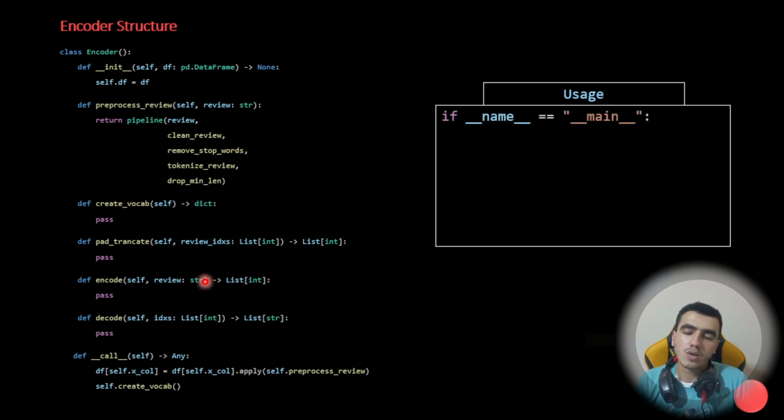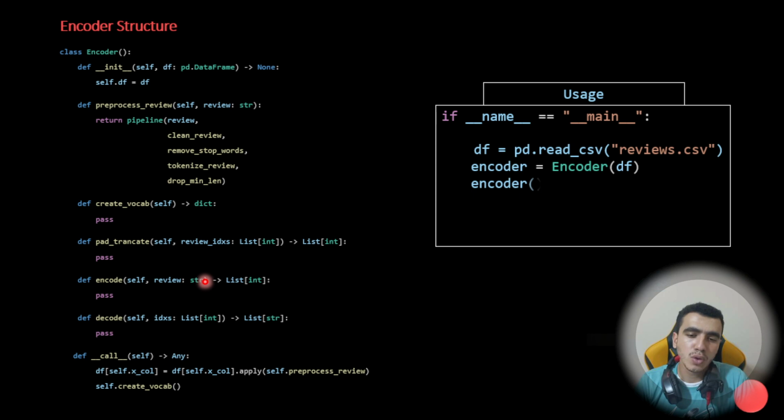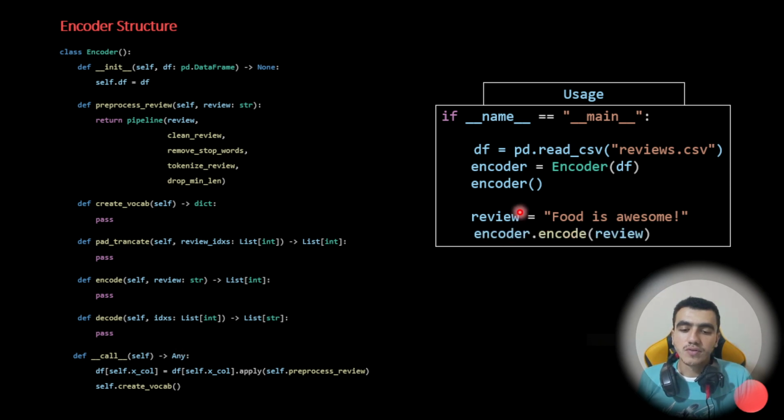And here we are going to see how we can use this module. So we will be just calling this encoder, and it will be applying this pre-processing part and creating the vocabulary. Okay. So for example, here is how it can be used. The encoder should be producing "food is awesome" in a numerical format.